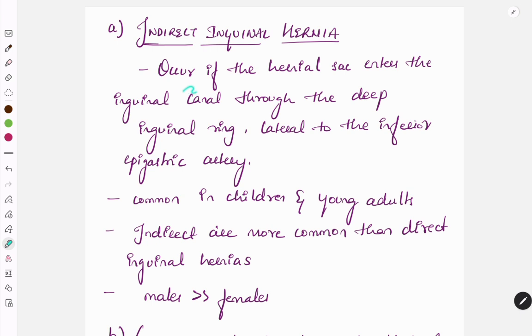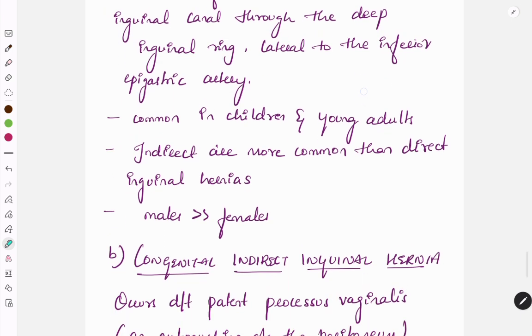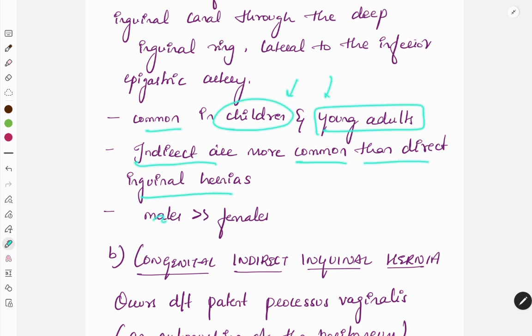Let me read it once again if you are confused. It occurs if the hernial sac enters the inguinal canal through the deep inguinal ring, and it usually comes out lateral to the inferior epigastric artery. It is seen commonly in children and young adults. Indirect hernias are more common than direct hernias, and it is more common in males than females.